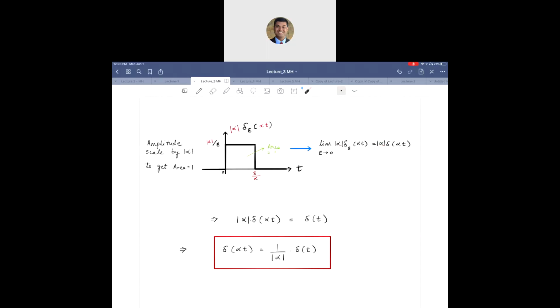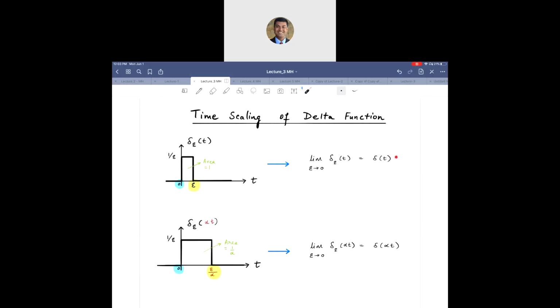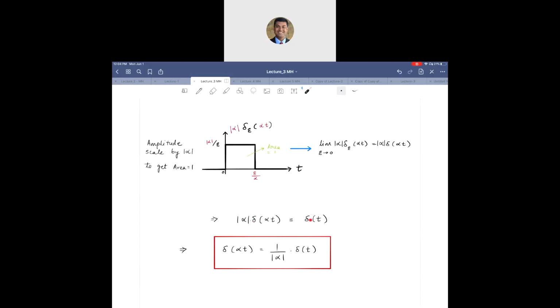Based on this, you can compare what you have over here, absolute of alpha delta of alpha t, with what you have over here, delta of t. The reason you can compare them is because the area under the curve is 1 over here as well as over here. So you can write this particular statement because of that. Once you write that, you take this absolute of alpha to the right side. What do you have? The time scaled version of an impulse is delta of t, but you also have to divide it by absolute of alpha. So that is not very straightforward.